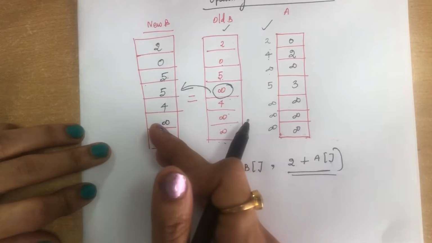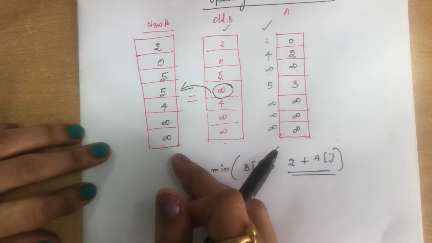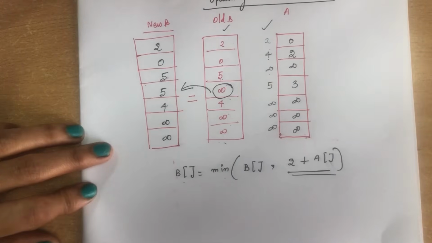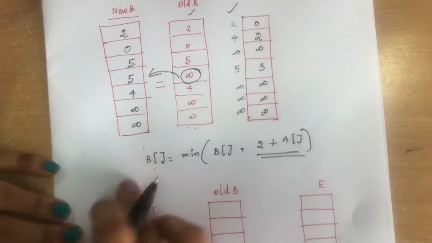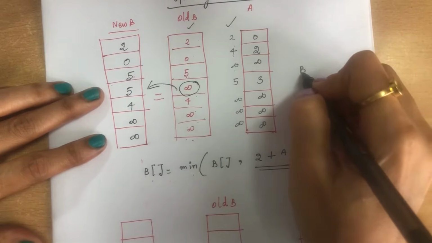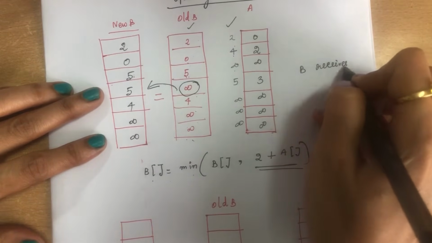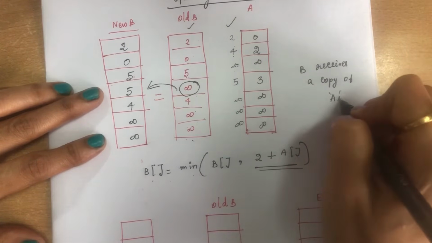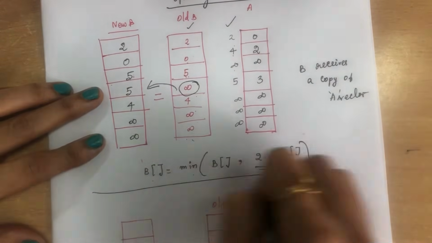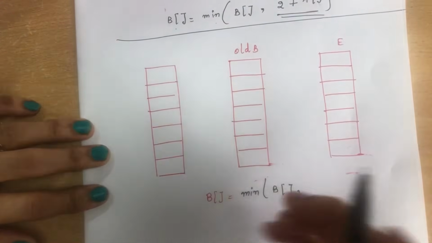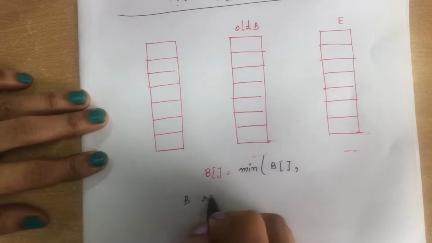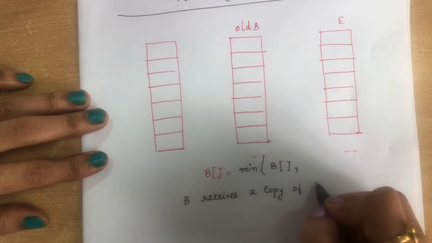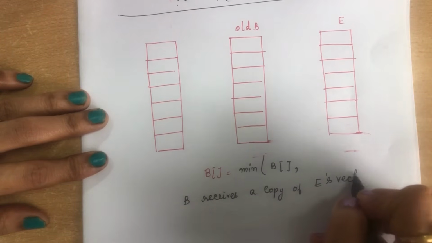Likewise, we need to do this for the nearest neighbors also. This is the first event, when B receives a copy of A's distance vector. Now B has received A's vector. The second event is when B receives a copy of E's vector from E.